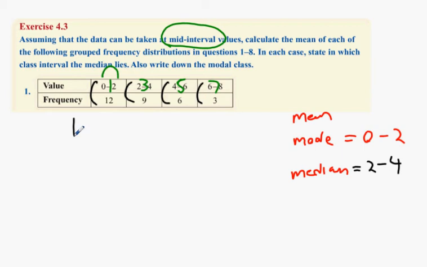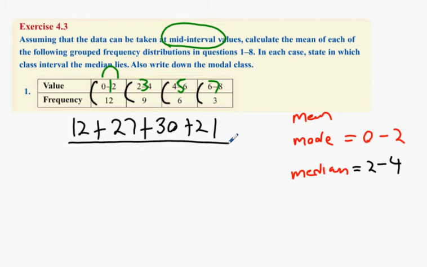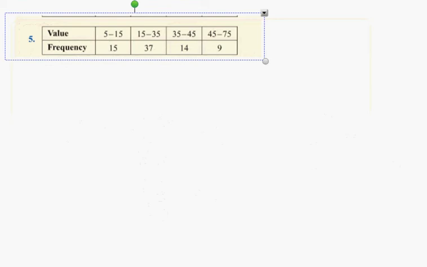1 times 12, 12. 3 times 9, 27. 6 times 5, 3 times 7. All divided by, how many people did we say we had again? 30. 57. 57 plus 33 is 90. 90 divided by 30, 3. You understand this is the same type of question, right? Now, the only tricky part would be getting the interval middles.